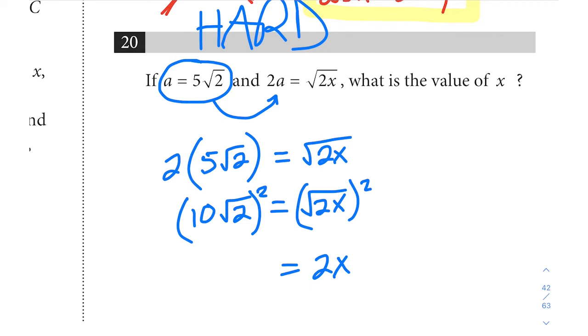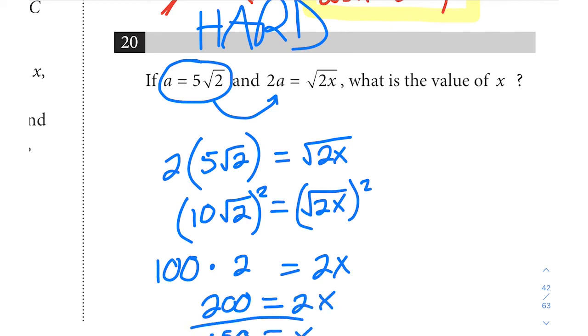And then this is the part that a lot of test takers run into trouble with, because it's a little bit more difficult to know how to square this complex looking expression of 10 root 2. But you're just going to square each piece individually. So 10 squared is 100. And then as we just mentioned, root 2 squared, when you square a square root, it cancels out the root. So this would just be 100 times 2 equals 2x. And when you have 200 equals 2x and you divide by 2, you'll be left with x equals 100.